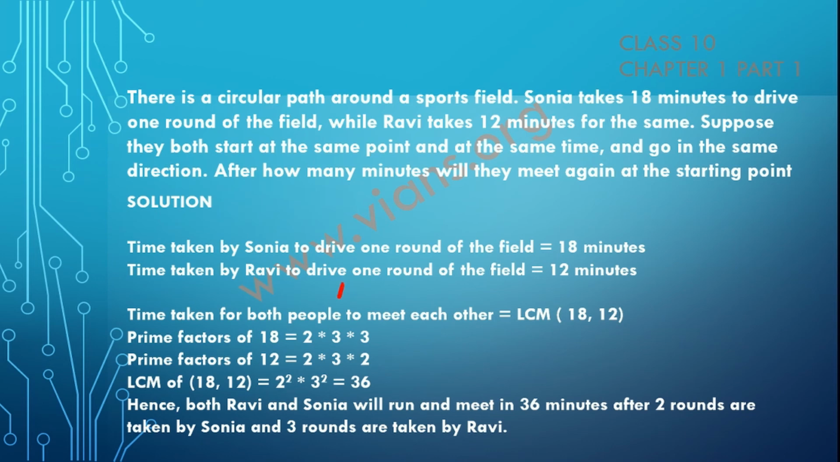So to find the LCM of 18 and 12, you would have to prime factorize 18 and 12. 18 is equal to nothing but 2 nines are 18, so 2 into 3 square, and 12 is nothing but 4 into 3, so 2 square into 3. So your LCM is nothing but 2 and 3, everything raised to the highest power, so that's 36. So they're going to meet in 36 minutes after Sonia takes around 2 rounds and Ravi takes around 3 rounds. So that's the solution to this problem as well.